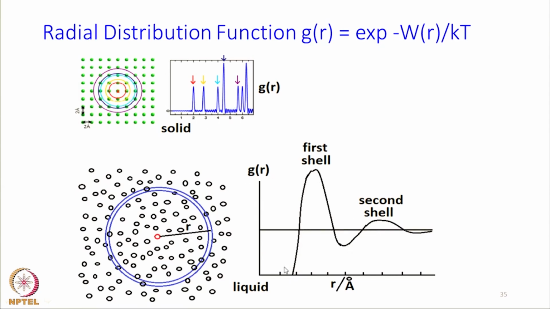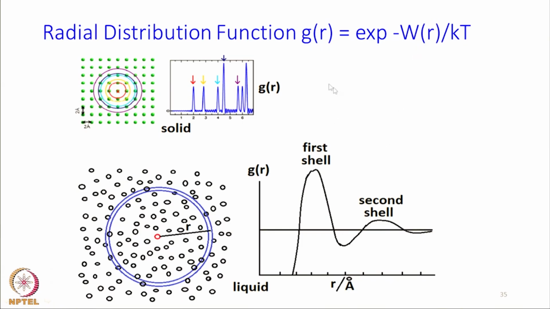Now the other physical meaning of this g(r) is that g(r) can be written as exponential of minus W(r) by kT. So, this W(r) is really the work done to bring a particle up to distance r. This is called a potential of mean force. You will have more of this in your later GROMACS calculations as well.